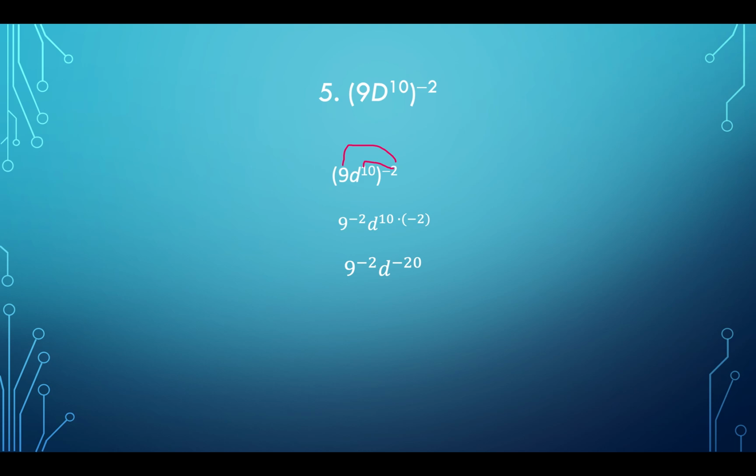Remember, we don't like negative exponents. We have to make them positive, and the only way to do that is to bring them down into the denominator. When we do that, they become positive. So we're left with 1 over 9 squared d to the 20. We can simplify 9 squared, and our final answer is 1 over 81 d to the 20th power.